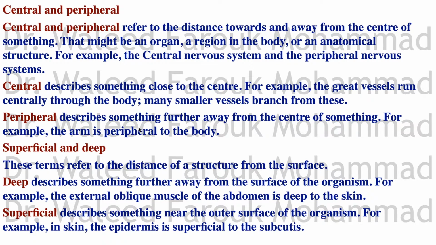Central and peripheral. Central describes something close to the center of the body, like the central nervous system, for example. Peripheral describes something that's further away from the center of the body, like the peripheral nervous system, the spinal nerves, and the cranial nerves.